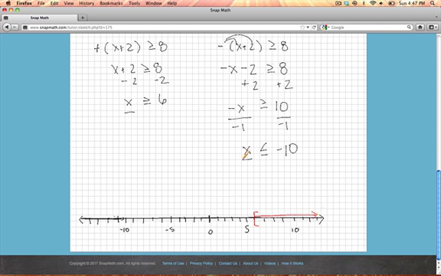And I also have x is less than or equal to negative 10. So I have 1, 2, 3, 4, 5, 6, 7, 8, 9, 10. I have negative 10 right here. I'm going to have a bracket, and I'm going to have an arrow pointing towards everything less than negative 10. And this will be your final answer for this problem.